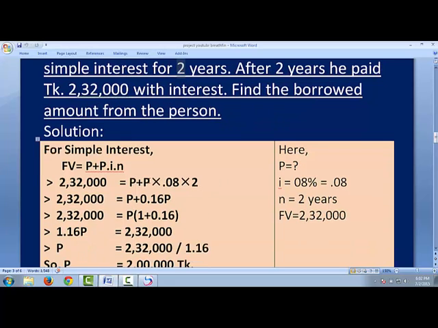Here P is what? There is no value of P. Here I is equal to 0.08, n is equal to 2 years, FV is equal to 2,32,000. We put the value in the formula.